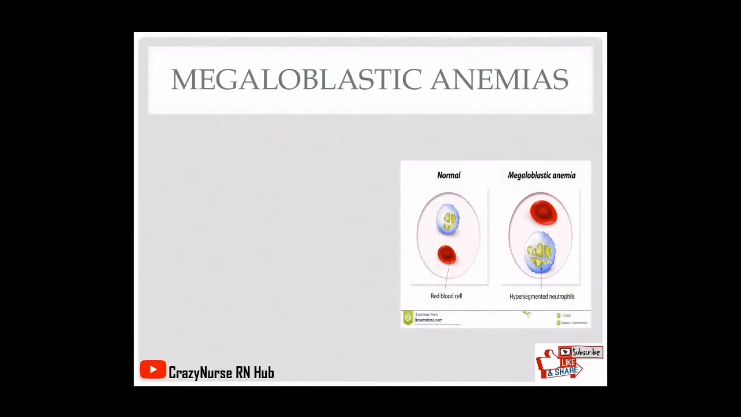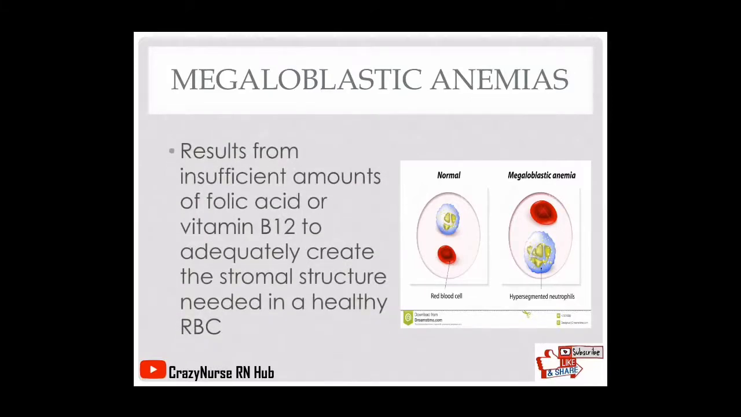We also have megaloblastic anemias. It results from insufficient amounts of folic acid or vitamin B12 to adequately create the stromal structure needed in a healthy RBC. As you notice, when we say megaloblastic, that means large or big red blood cells. If you examine the red blood cells of your patient under the microscope, they are abnormally large. That decreases the oxygen carrying capacity, so it would not deliver sufficient oxygen to the different parts of the body. That would be a problem in your oxygenation.